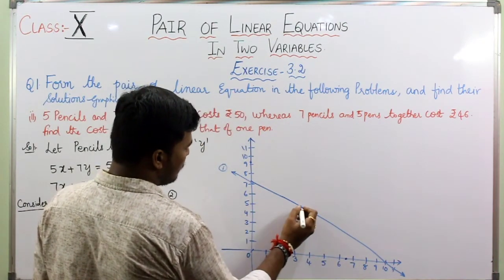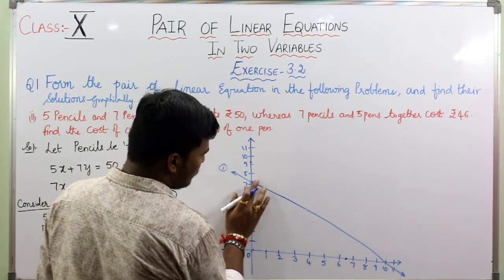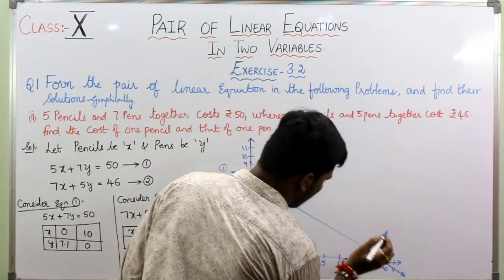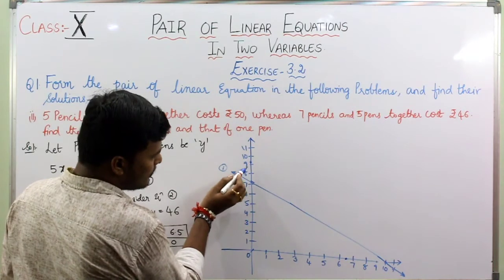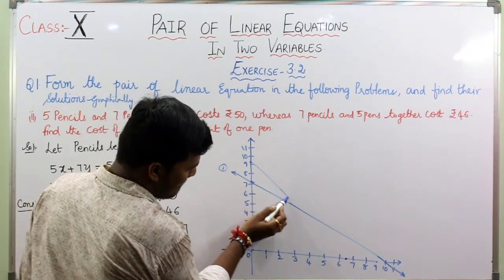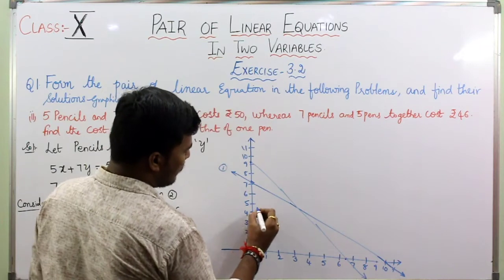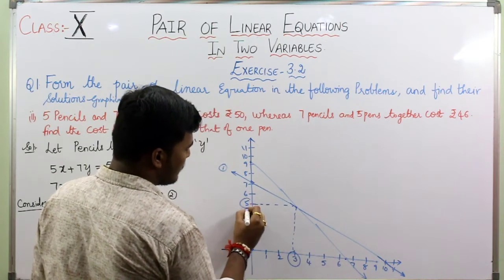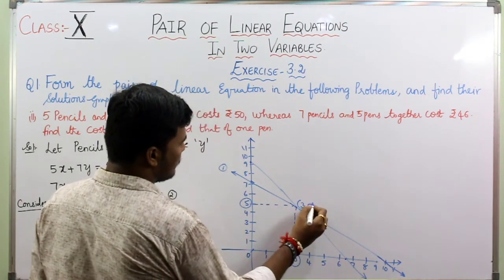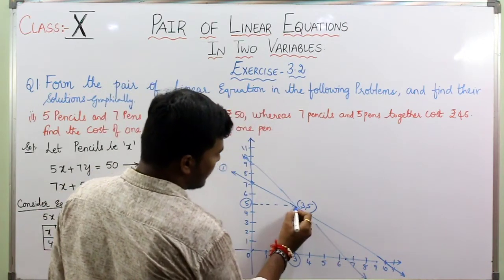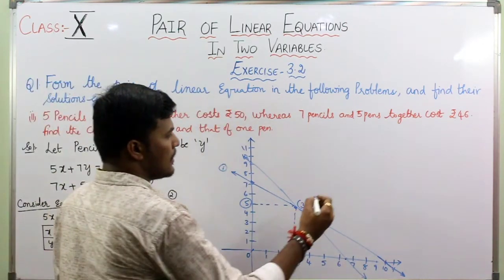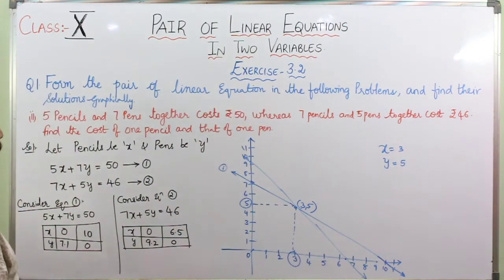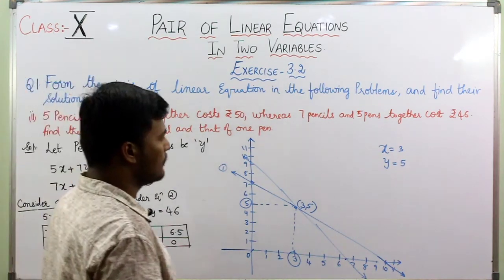Okay, so now I am drawing it in a proper way. This is the first equation, right? Now if I join it properly, both of them are intersecting at this point, that is 3, 5. So therefore this will be the solution, that is x is equal to 3 and y is equal to 5. So therefore what is x? The cost of the pencil.